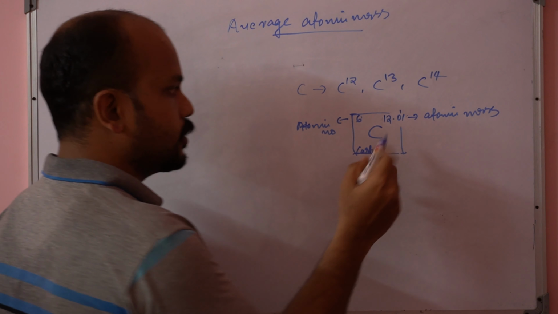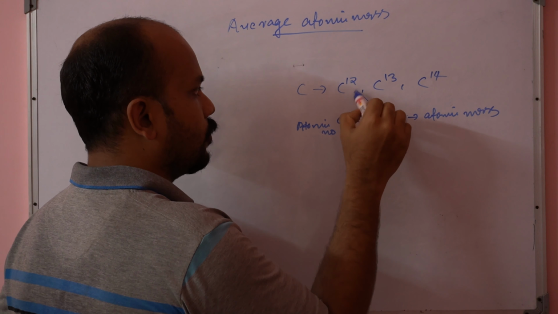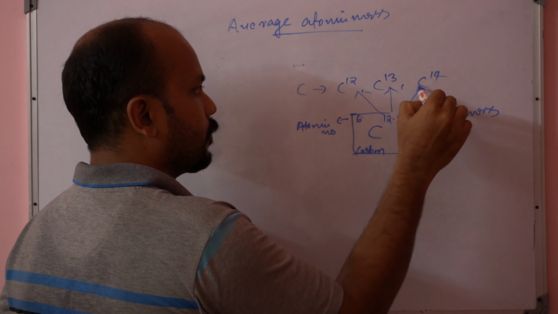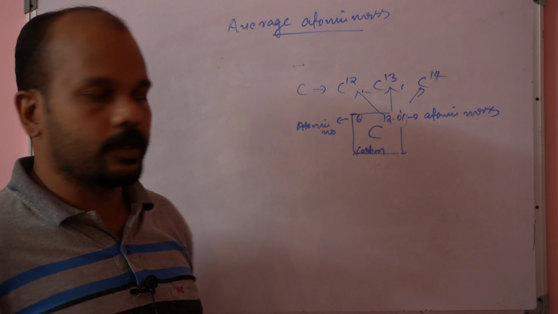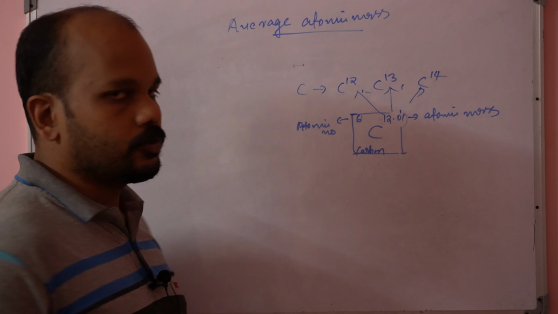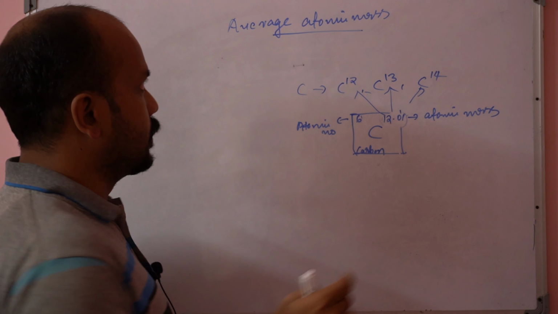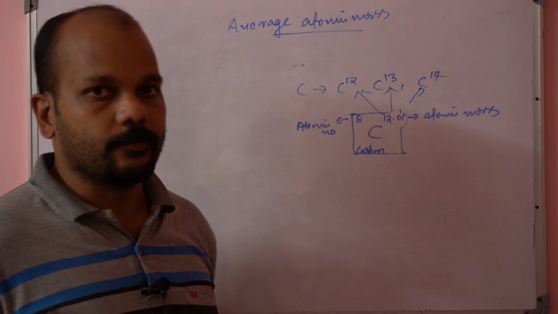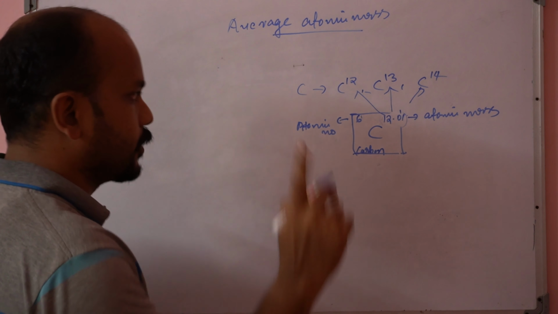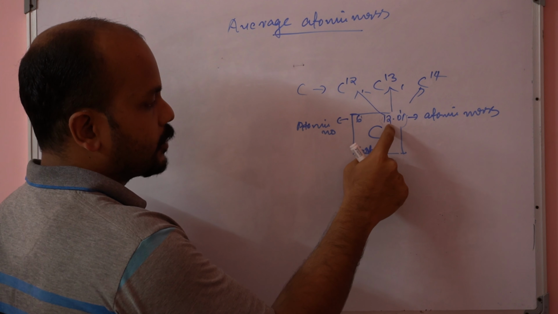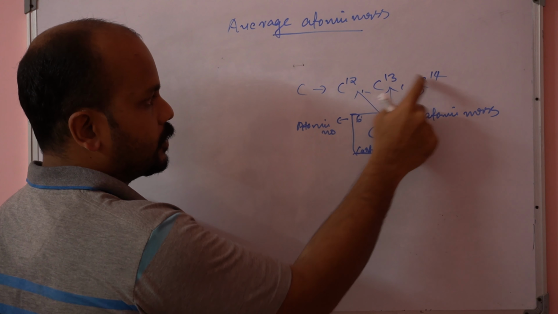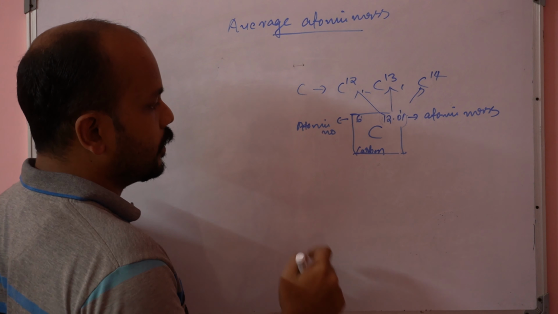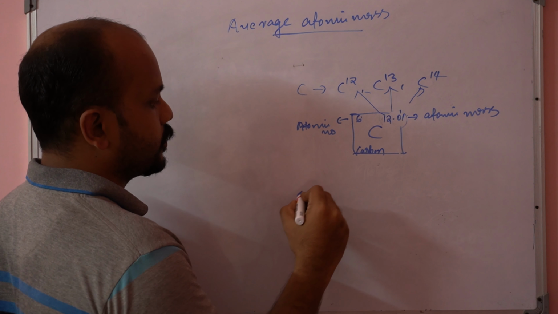Is this the atomic mass of C12 or C13 or C14, because it has three isotopes, right? That question is answered by the concept of average atomic mass. Actually, this is the average of the atomic masses of the C12, C13 and C14 isotopes. Let's see how the average atomic mass is calculated.